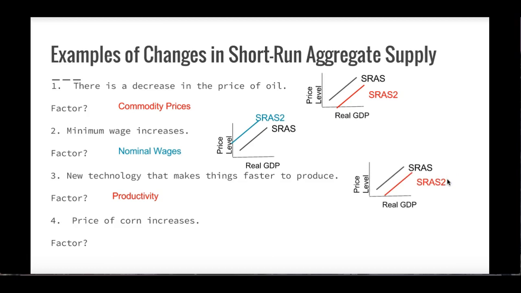And lastly, the price of corn increases. So the price of corn is considered a commodity. It's used in a lot of things, particularly now in energy costs, for example, ethanol. And so if the price of corn increases, our short-run aggregate supply curve will also shift to the left. How'd you do? Hopefully well. Let me know if you have any questions.